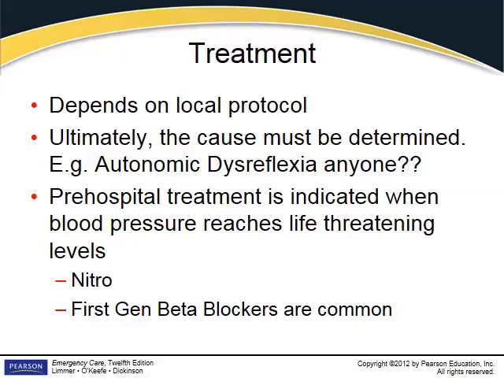So, aside from autonomic dysreflexia, there are some treatments that we can give for acutely high blood pressure. Generally, our first line is going to be a nitro, 0.4 milligrams sublingual. We can also use first generation beta blockers, which are common. Labetalol would probably be the most common one. I see some places that started carrying Cardene as well, a calcium channel blocker, for this.